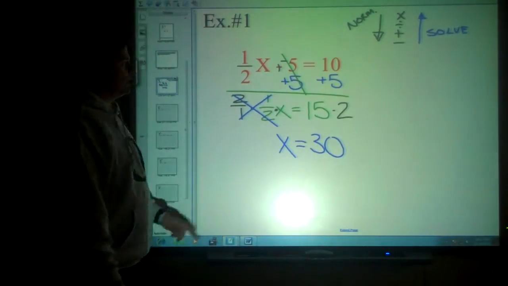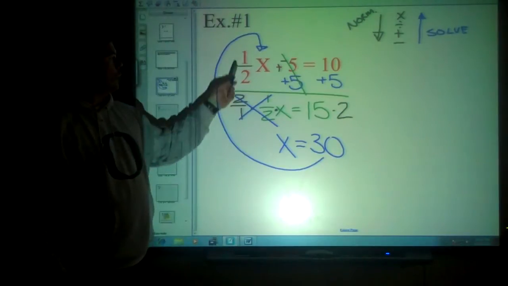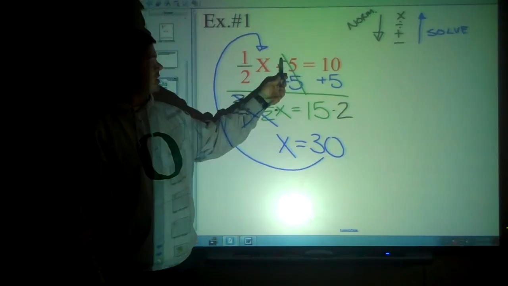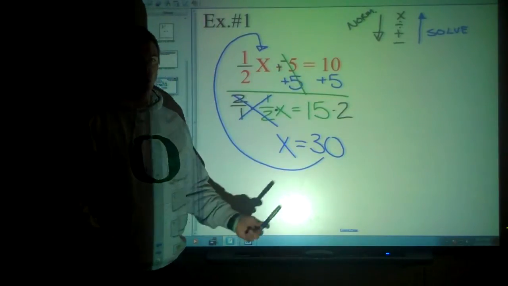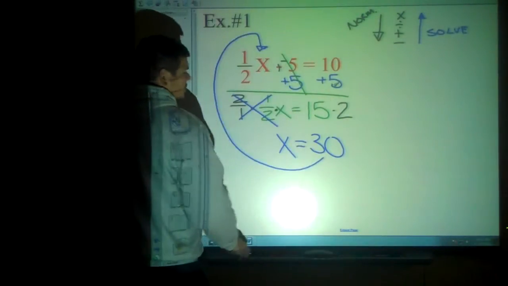You can still check your answer by plugging it back in just to see if it works. What is 1/2 of 30? 1/2 of 30 is 15. What's 15 plus -5? 10. It works. Now I'm going to do it incorrectly for a moment, just so you can see.